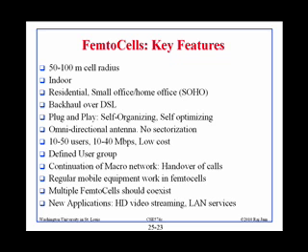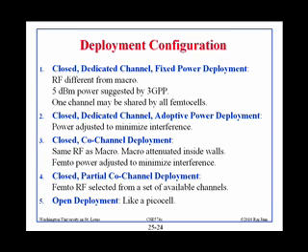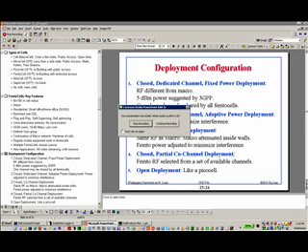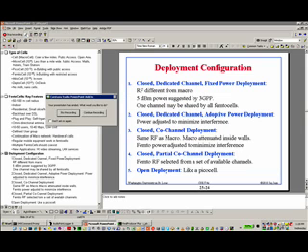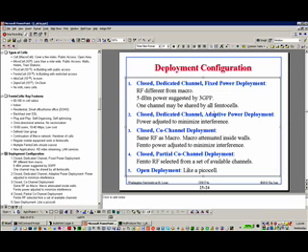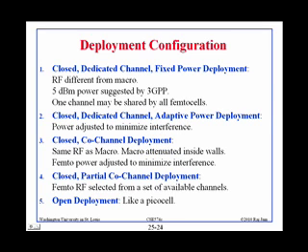All right. So there are five deployment configurations. The first thing you have to decide is what frequency it uses. There are three things that you have to decide. Whether it is open or closed, whether the frequency that it is using is dedicated or not, and the third thing is the power adjustment. All right, based upon those, you get these five configurations.